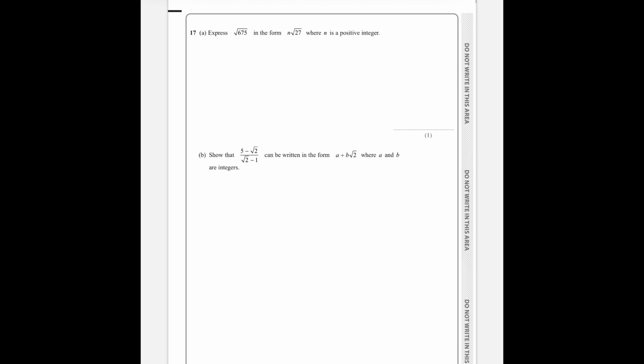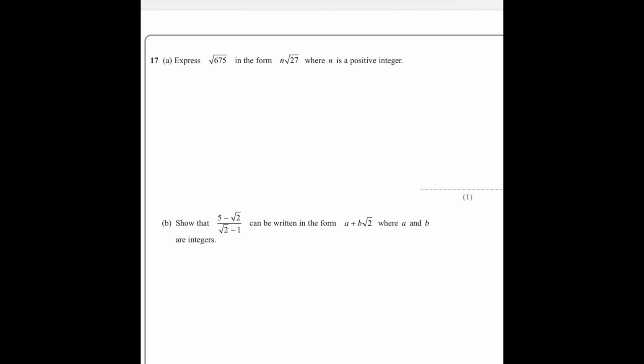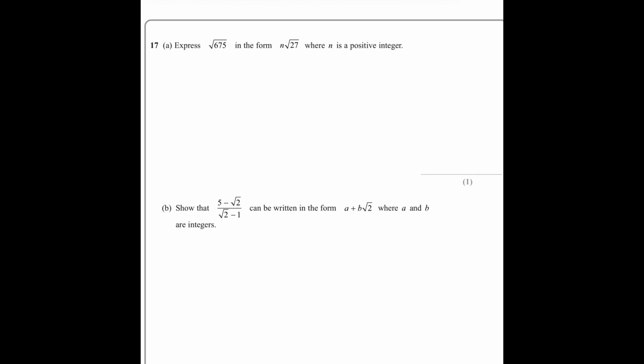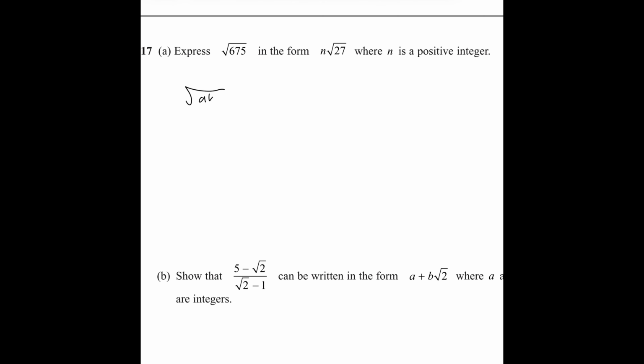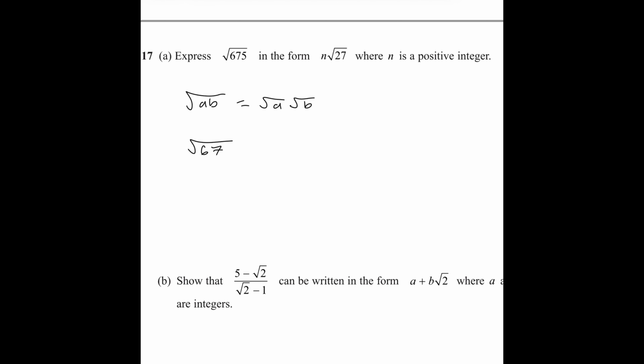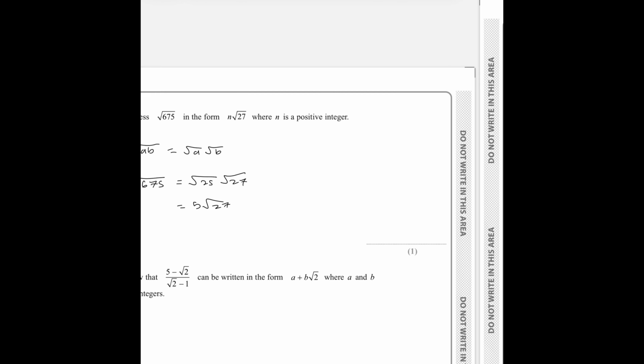Okay, next. Express the root of 675 in the form of n root of 27. So the important thing to know here is that the root of AB is the same as root of A times root of B. So root of 675, we can write that as the root of 25 multiplied by the root of 27. So that means it's 5 root of 27, which is what it is.